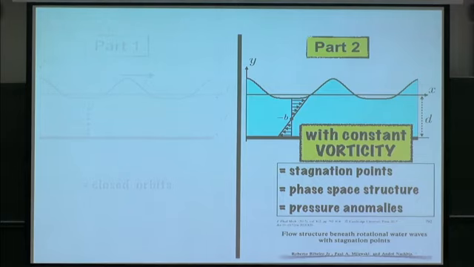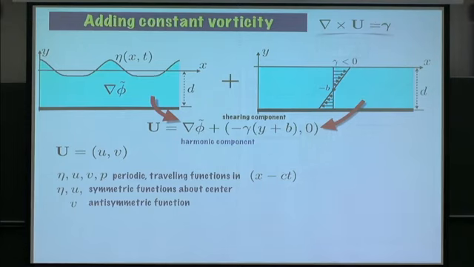Now let's go to waves with vorticity. And the things we were looking for, more or less in the order that we started looking for them, were stagnation points, phase space structure, and pressure anomalies. Okay, so the formulation ended up being similar to what I showed you before, but at the end a little different, and actually probably better in terms of accuracy of finding some of these points. So this is how it goes.